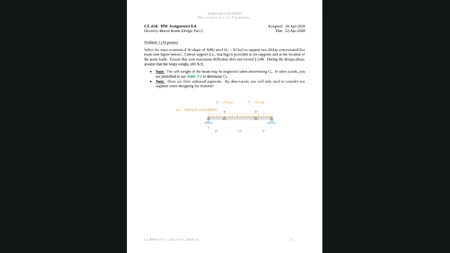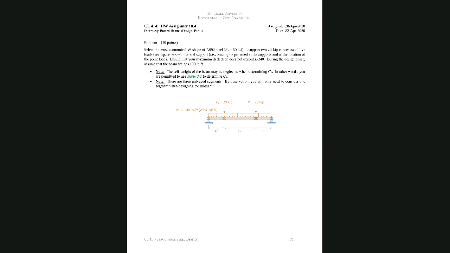Now let me talk about CB. In order to determine CB, if you read the first note, it says the self-weight of the beam may be neglected when determining CB. In other words, you are permitted to use table 3.1 to determine CB. And if you look at table 3.1, there's CBs at the ends and CBs in the middle. In the middle, CB is 1. On the end, CB is 1.67, but we're going to take CB as 1.